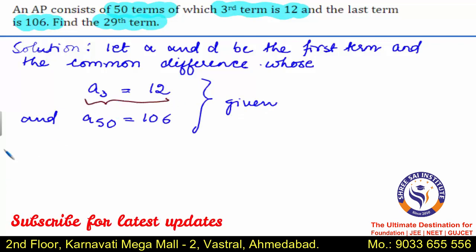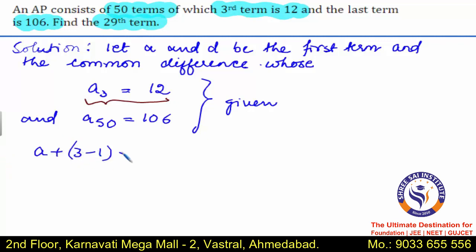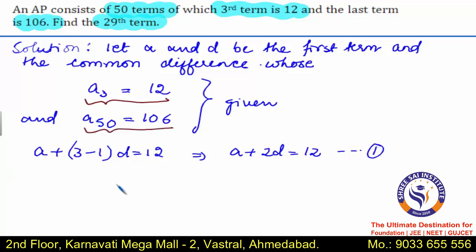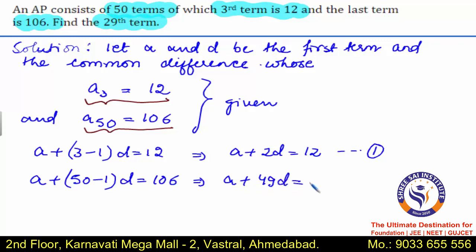Now, third term of AP is 12 implies A plus 3 minus 1 into D is equal to 12. This implies A plus 2D is equal to 12, denoting this by equation 1, and 50th term is 106 implies A plus 50 minus 1 into D is equal to 106. This implies A plus 49D is equal to 106. Let us denote this by equation 2.